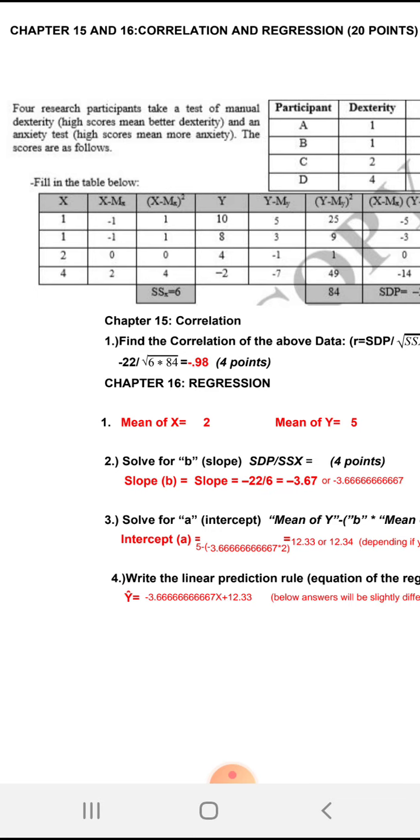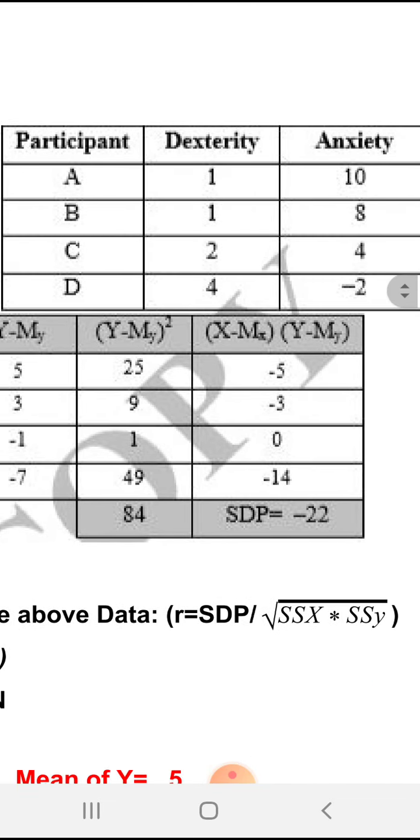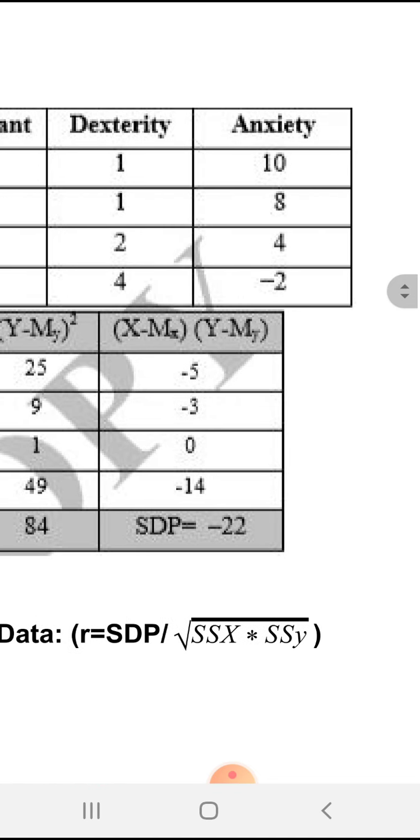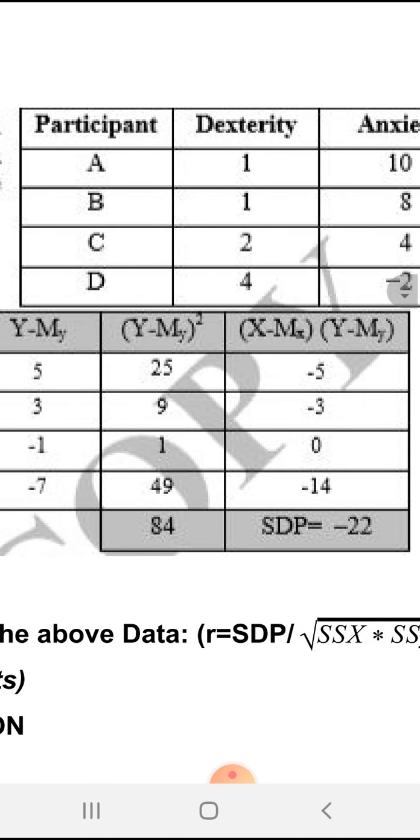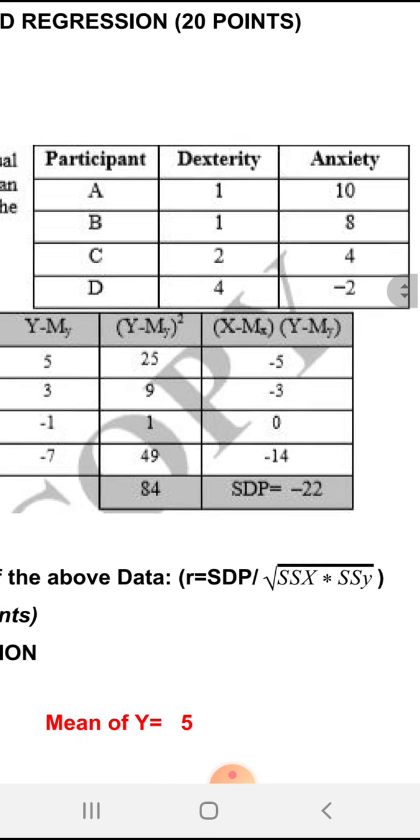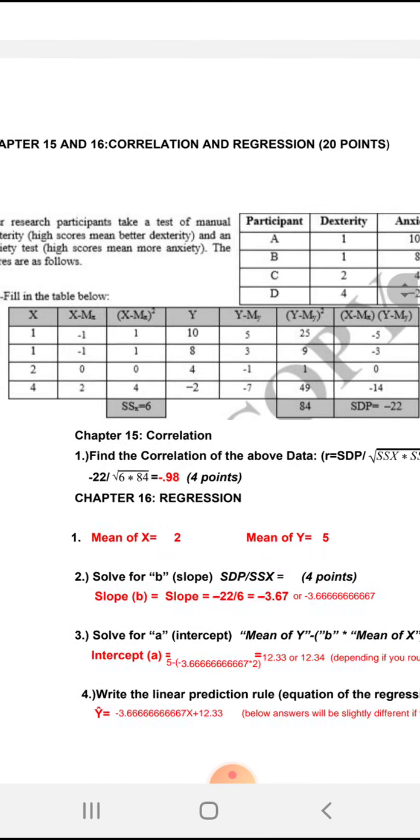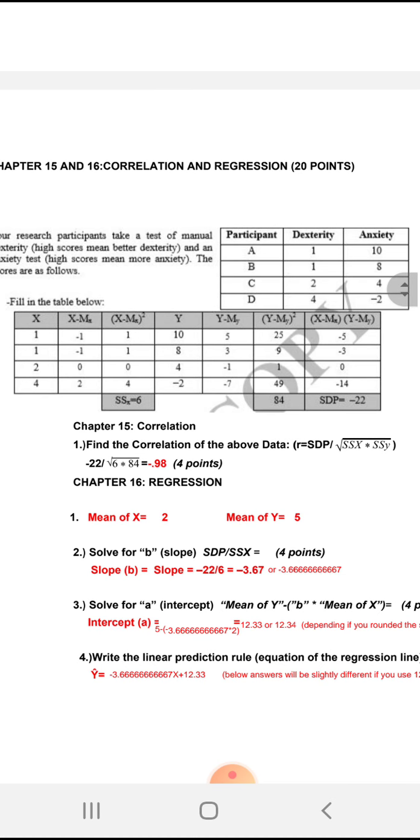The scores are as follows. You have participant A, you have the dexterity scores, and then you also have the anxiety scores for participants A, B, C, and D. All this data is given to you right here. If you're looking at your practice test, this table will not be filled out. You will have to fill out this table yourself. So the first thing you want to do is fill out the table.